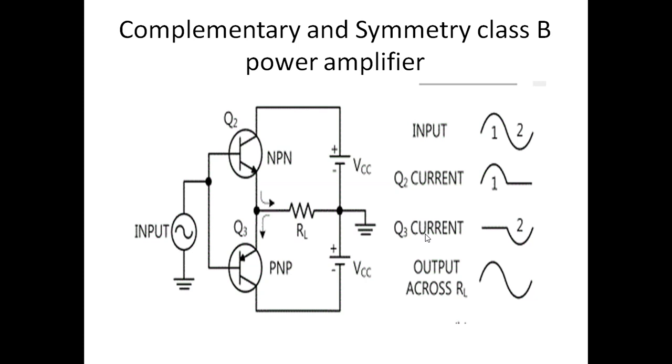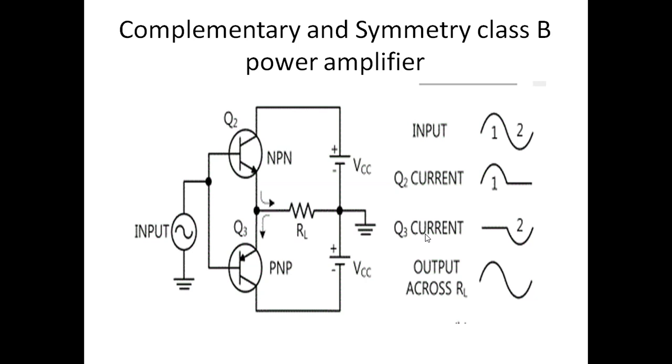In this video class, we are going to discuss class B type power amplifier, that is complementary and symmetric class B power amplifier. In the previous video lesson, we discussed the definition of class B power amplifier and the basic type, that is the transformer coupled class B power amplifier.